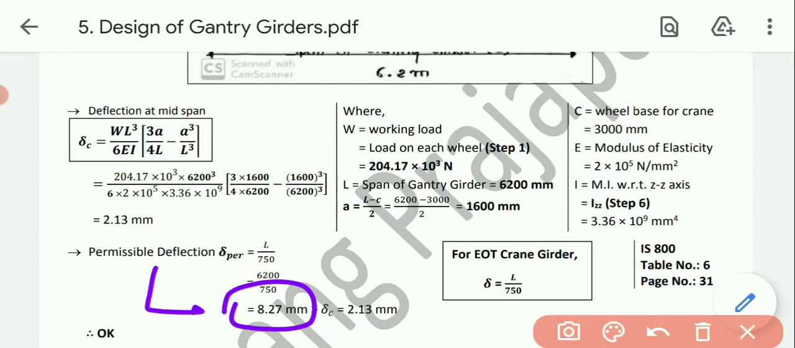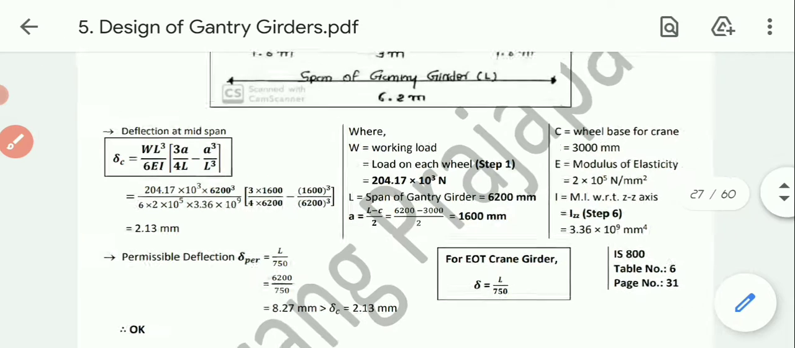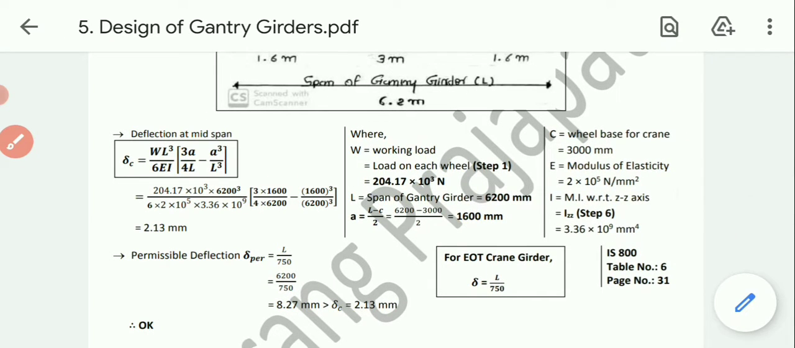So what does this indicate? As per the code, the maximum permissible deflection is 8.27 mm, which is greater than the requirement. So the deflection criterion has been satisfied. Okay, so finally this is the design of the gantry girder. Hope you have got all the concepts. Myself, Assistant Professor Gaurang Prajapati, signing off.